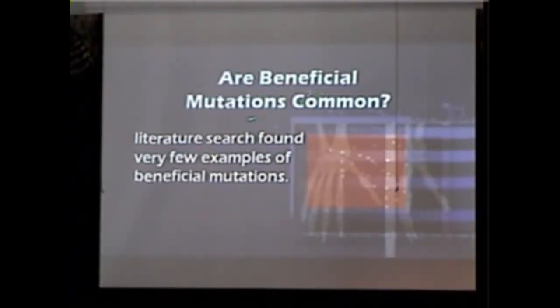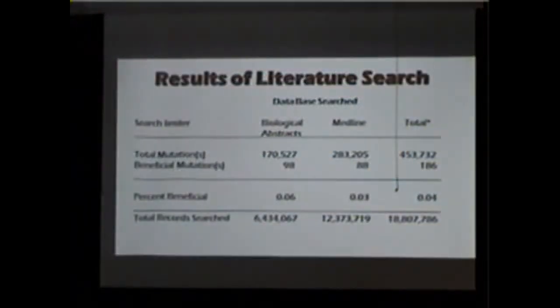Okay, now are beneficial mutations common? I did a literature research on beneficial mutations, and I found in biological abstracts about 170. This is kind of outdated, so there are more now. Medline, 283, total of about 500,000. Beneficial mutations, 98, 88, total of 186. Some overlap here, so it's not quite 186, but beneficial mutations are not even talked about much in the literature because they're pretty rare. Now, let's look at some of these beneficial mutations.